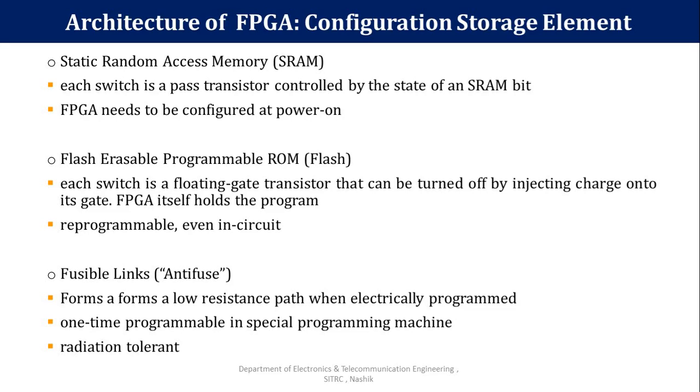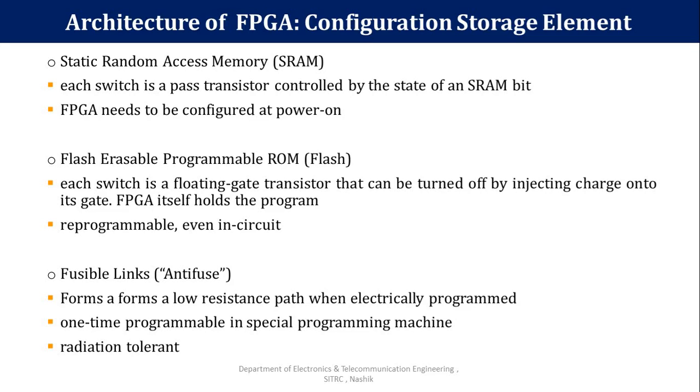Then second is flash memory, flash ROM you can say. In this case, each switch is a floating gate transistor. In flash type, the switch is a floating gate transistor that can be turned off by injecting charge onto the gate. Meaning by injecting the charge into the gate of this floating gate transistor, the switch will be turned off. The FPGA itself holds the program. FPGA stores its program. It is reprogrammable even in the circuit. Most probably flash ROMs are used.